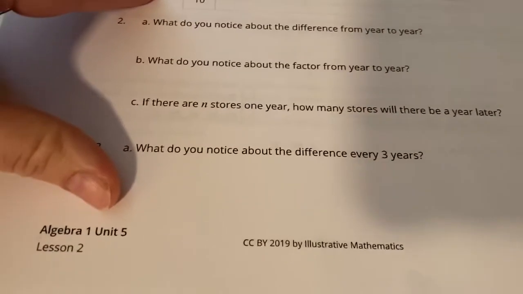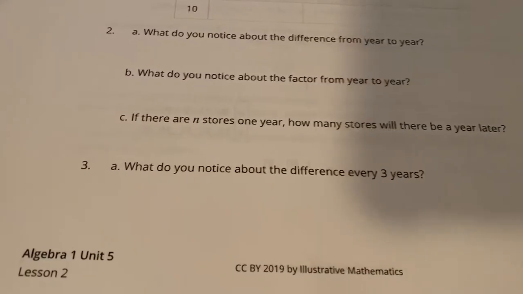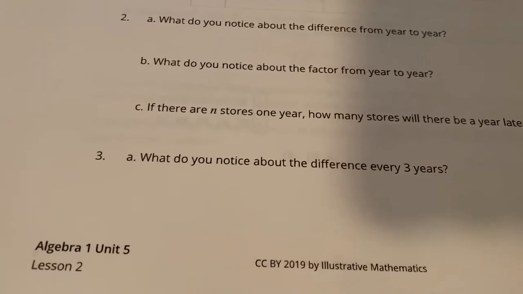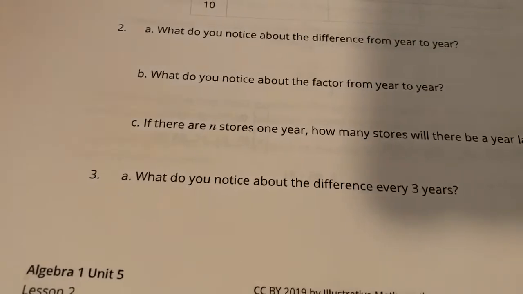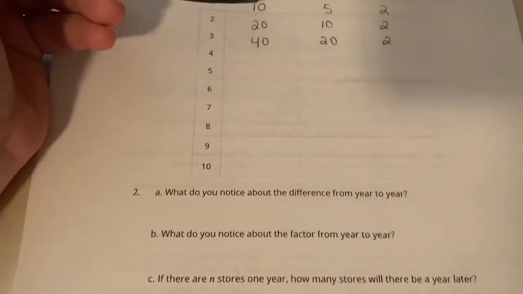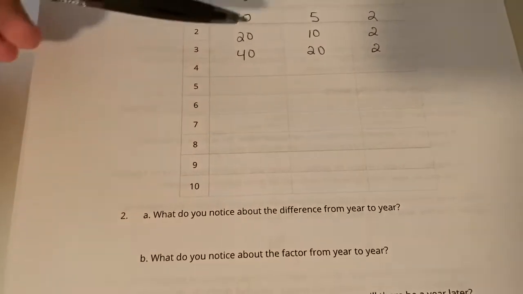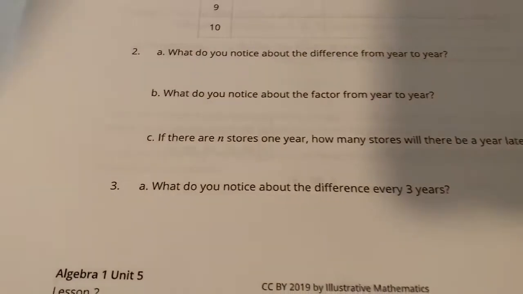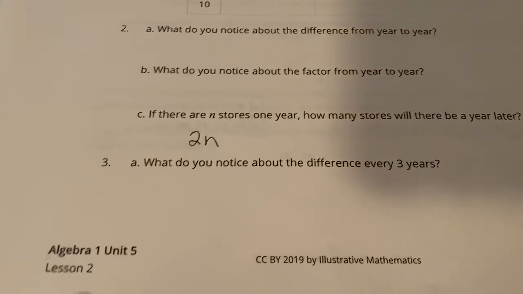If there are N stores 1 year, how many stores will there be a year later? Well, this time we're not adding, we're multiplying. So if we have N stores, we took your number of stores and we multiplied it by 2 to get the next, and then times 2 to get the next. So you would take your value and it would be 2N.